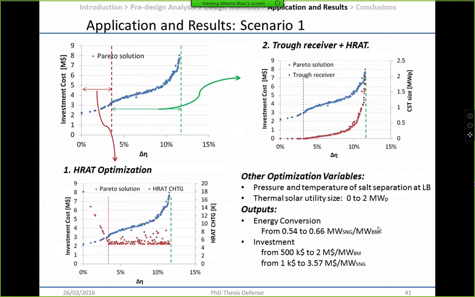So in this case, the pressure and the temperature, other optimization variables, were not affecting this approach. The thermal solar utility was between 0 and 2 megawatts. Using this approach, we should be able to increase the syngas output from 54% to 66%. Considering the investment, the ranges are between $500 and $2 million per megawatt of input biomass, and between $1 and $3.5 million per megawatt of synthetic natural gas.